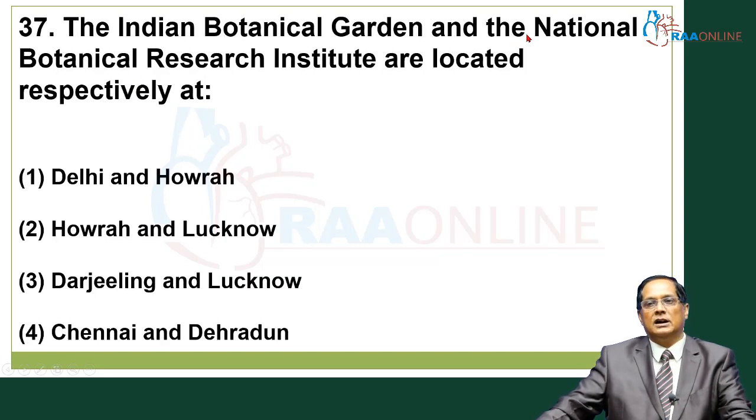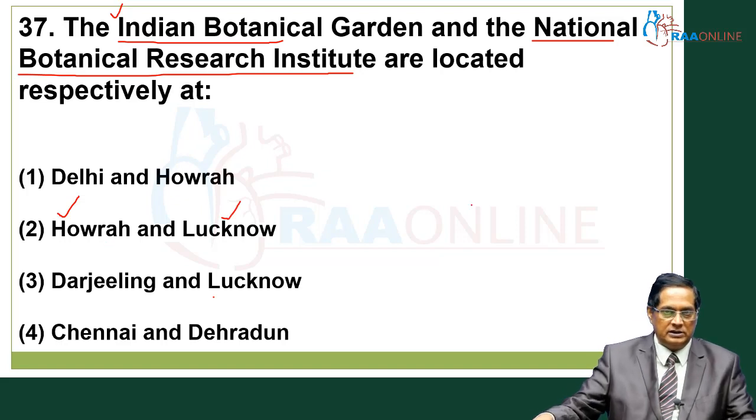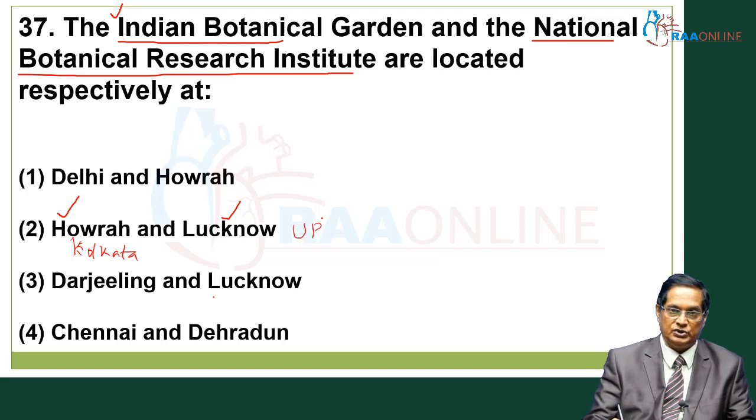Indian Botanical Garden and National Botanical Research Institute. Two questions are merged. One, Indian Botanical Garden, it is in Kolkata, Howrah. And the National Botanical Research Institute, it is in Lucknow, UP. One is in Kolkata, other one in UP. So, Howrah, that is Kolkata, whereas Lucknow is in Uttar Pradesh.